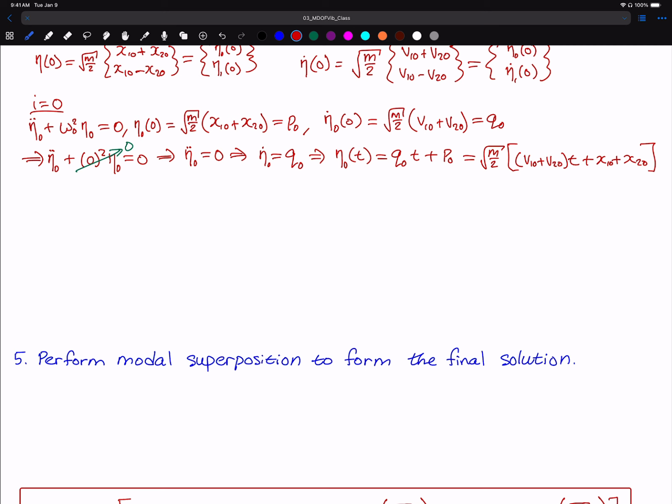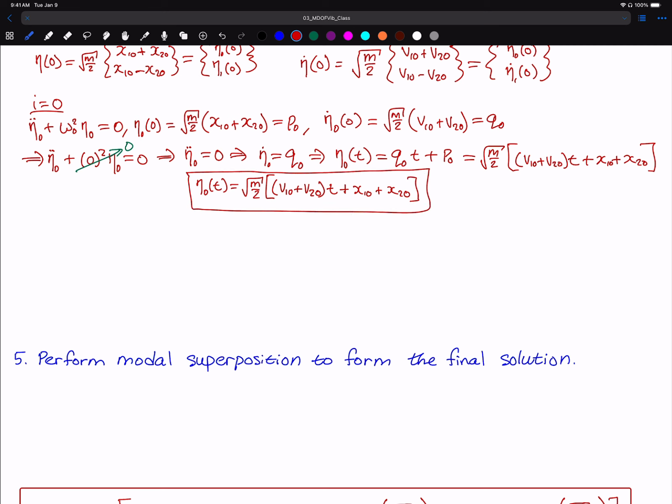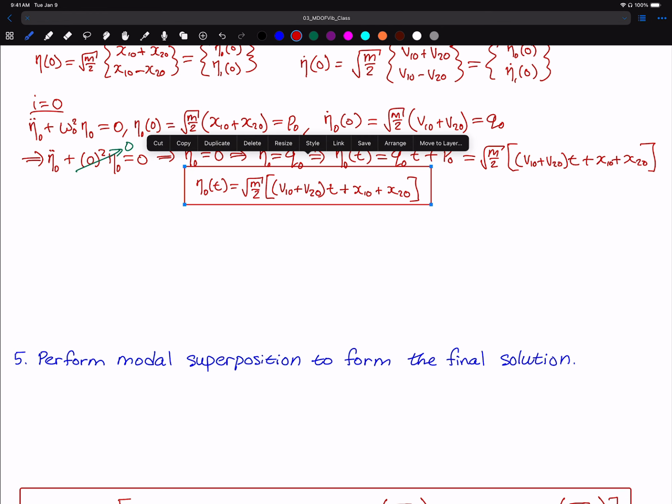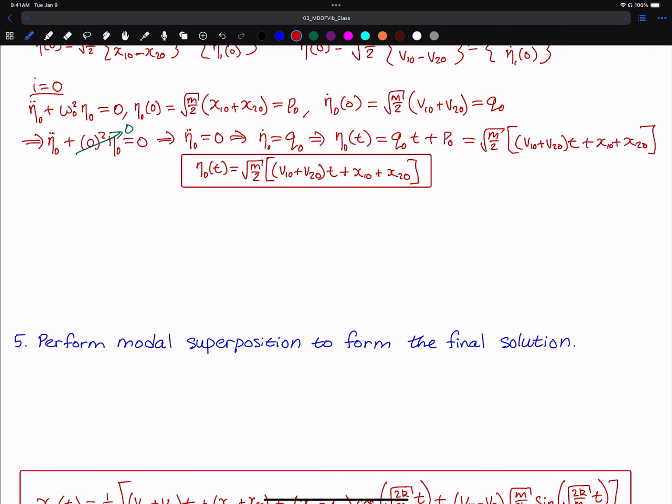So we find here that eta 0 of t is equal to, all right, let me rewrite that, square root m over 2 times the quantity v10 plus v20 times t plus x10 plus x20. And that is the solution for the motion of the first mode, which is our rigid body mode, or the 0th mode. Just going to move that down just a little bit.